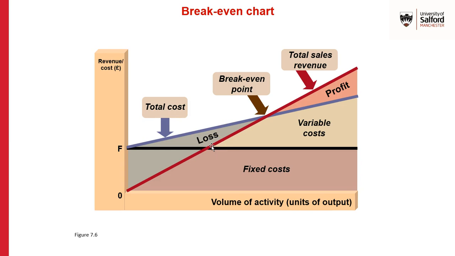Now it gets a little bit more complicated, where we put in the revenue line. The revenue line is now the red line, and we've put that on top of our total cost line, which is the blue line. So where the blue line is above the red line, we've got a loss, which is this grey area here, and where the revenue red line is above the total cost blue line, we've got an overall profit. And we've got this point here where they equal each other, total costs equals total revenue, and that we call the break-even point.